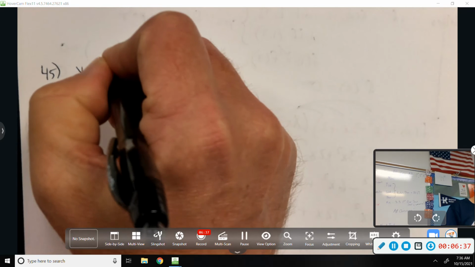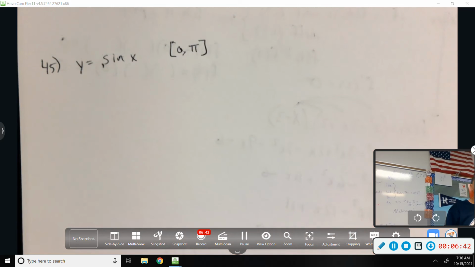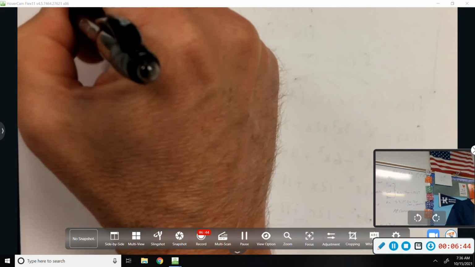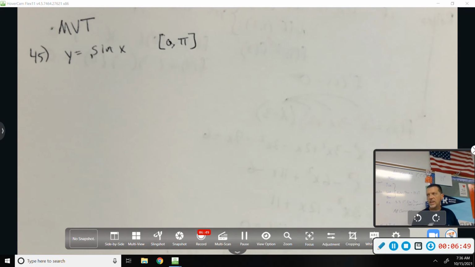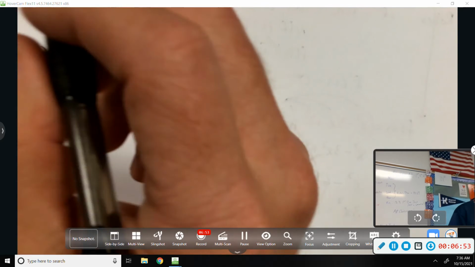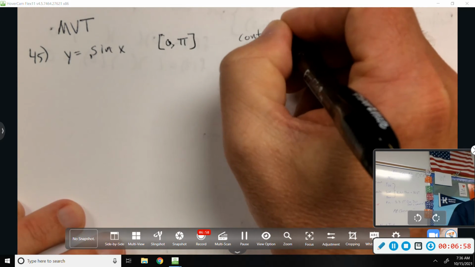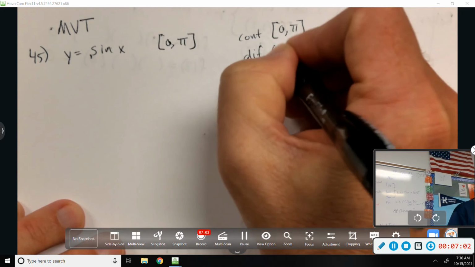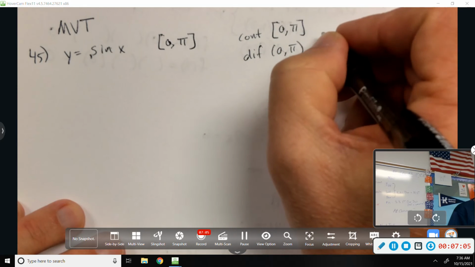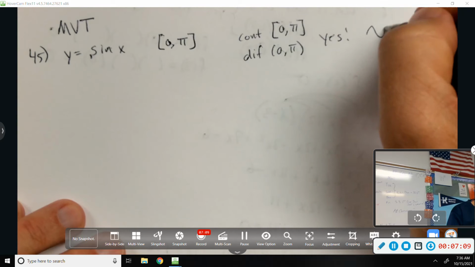So y equals sine of x from 0 to pi. And we're checking to see if MVT holds, and if it does, find c, the place where the algebra slope equals the calculus slope. So MVT needs continuous on the closed, differentiable on the open, and both of those are a yes, because we know what sine looks like. I'm kind of doing it from a graph.